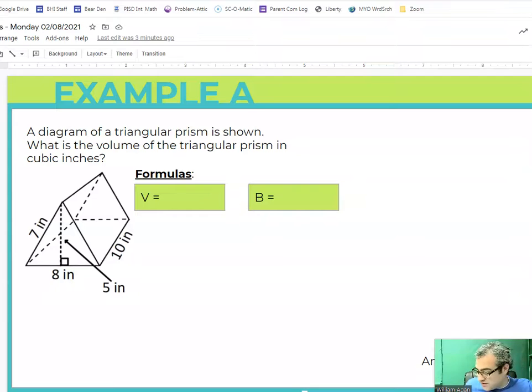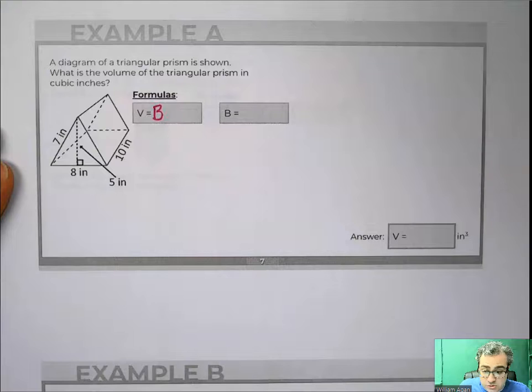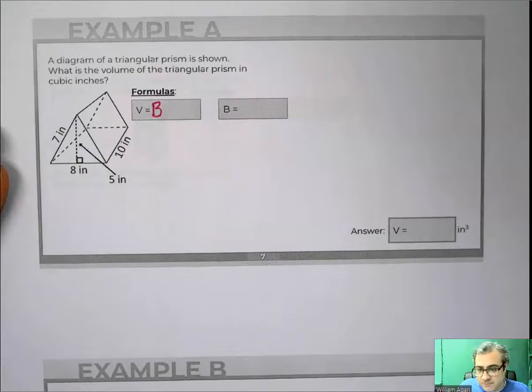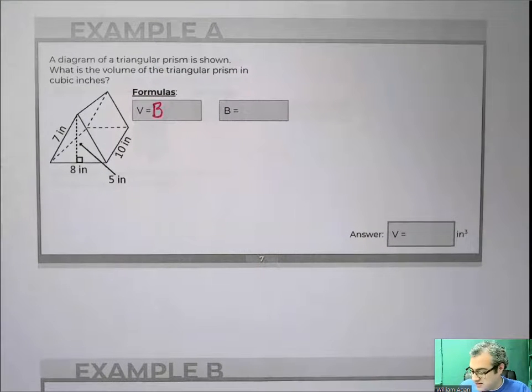Okay, so this is just like the prisms, or at least it's going to start out that same way. The formula for a prism, the volume of any prism, is volume equals big B, which is the area of the base, times the height.